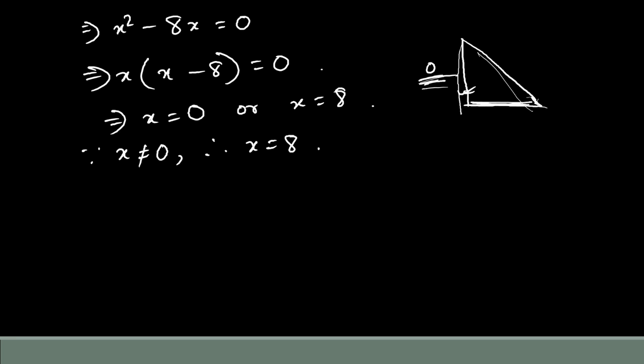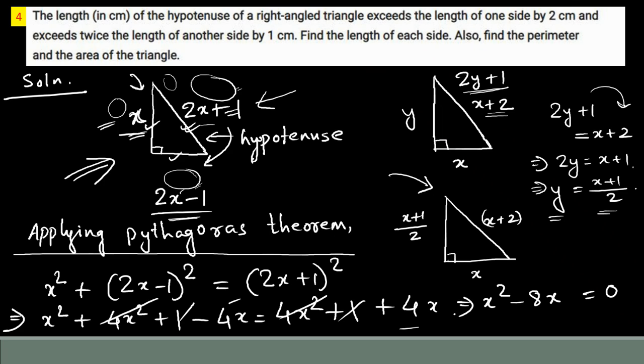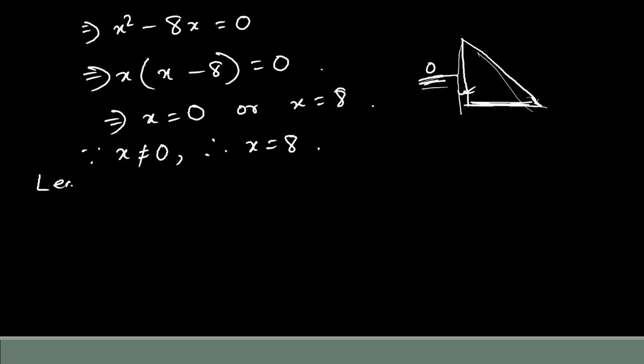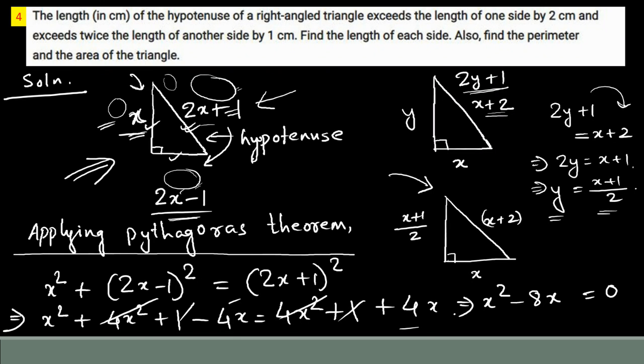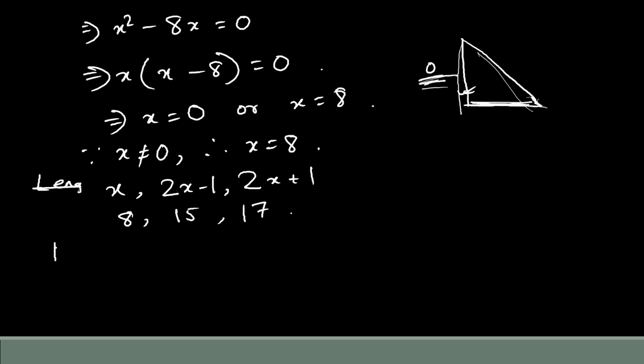Okay. So what is the question asked? Find the length of each side. Okay. So the lengths are x, 2x minus 1 and 2x plus 1. So you get it as 8, 15, 17. These are the three sides you have. And the other thing is easy. Find the perimeter and the area of the triangle. Right?